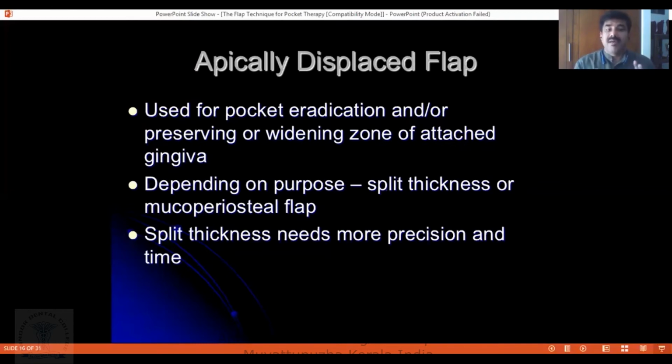But when you are reflecting a partial thickness flap, as I told you before, it contains only a part of the gingiva, only a part of the epithelium and the connective tissue. So this type of flap is very difficult to do, and it is usually done using a periosteal elevator.